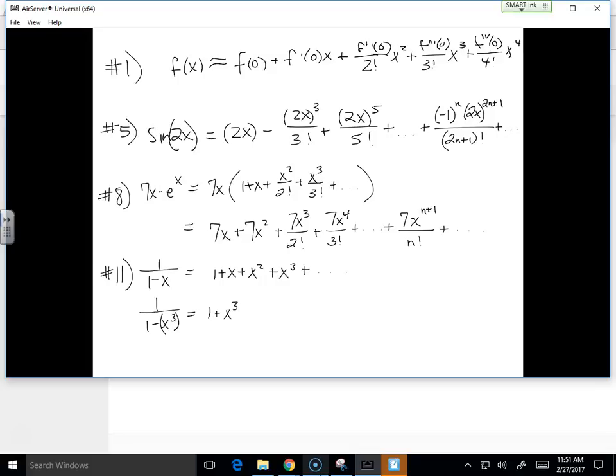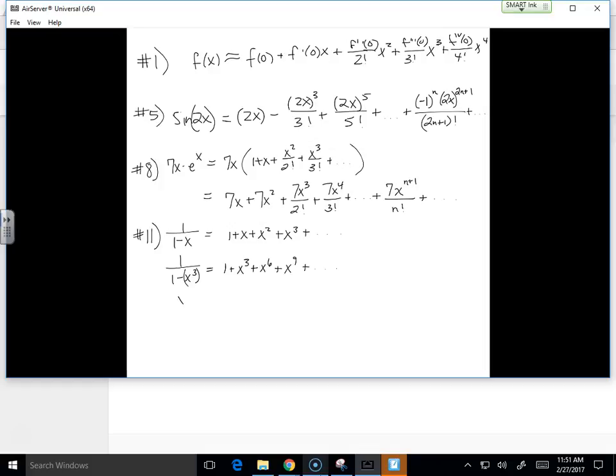And what about the top? So x cubed squared would be x to the 6, x cubed cubed would be x to the 9. Then we bring in the x on top, and we just multiply everybody by x. So that'd be x plus x to the 4th plus x to the 7th plus x to the 10th.